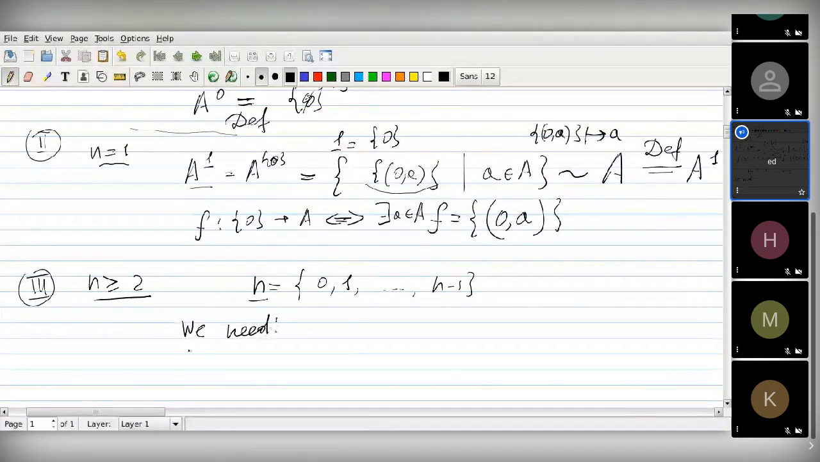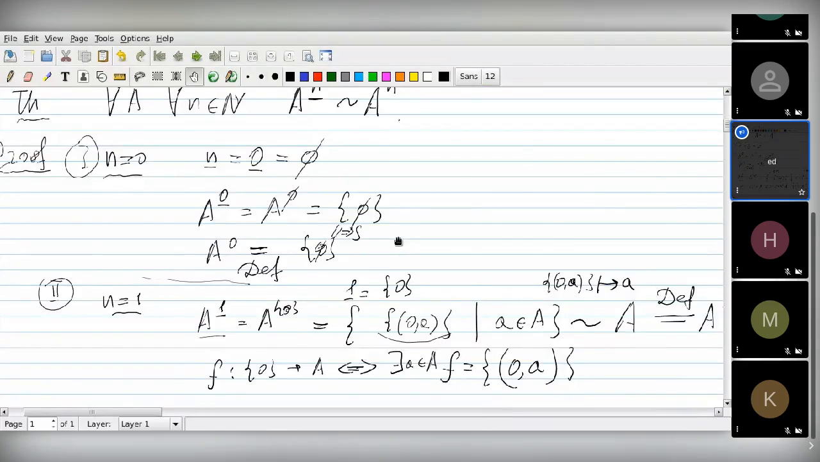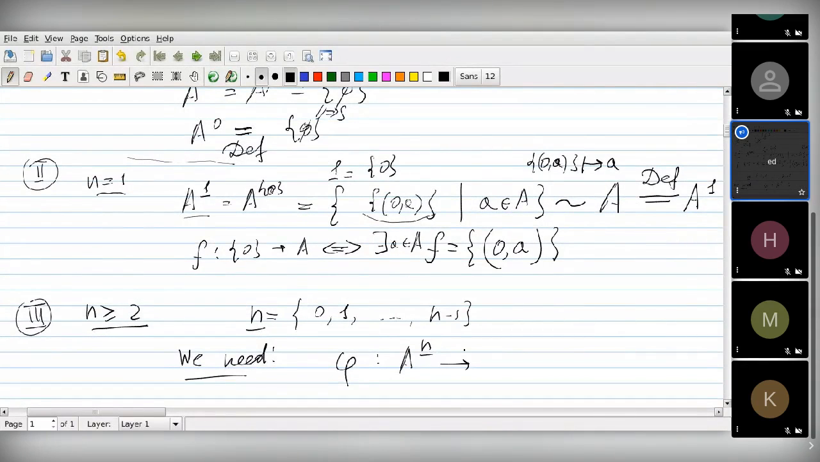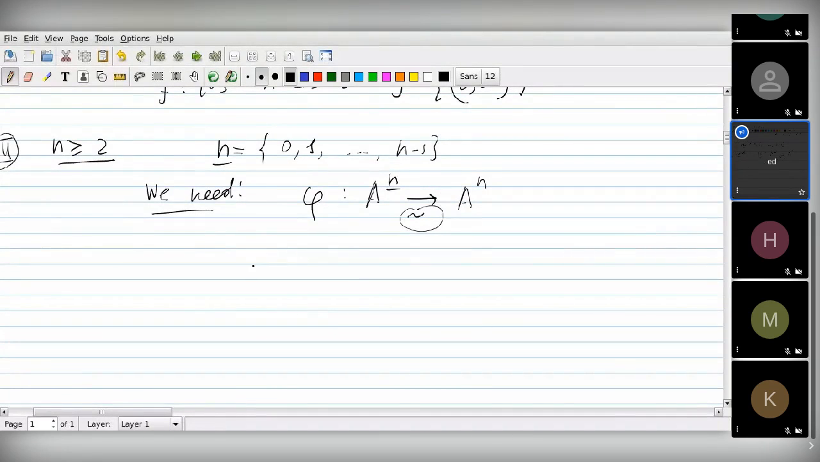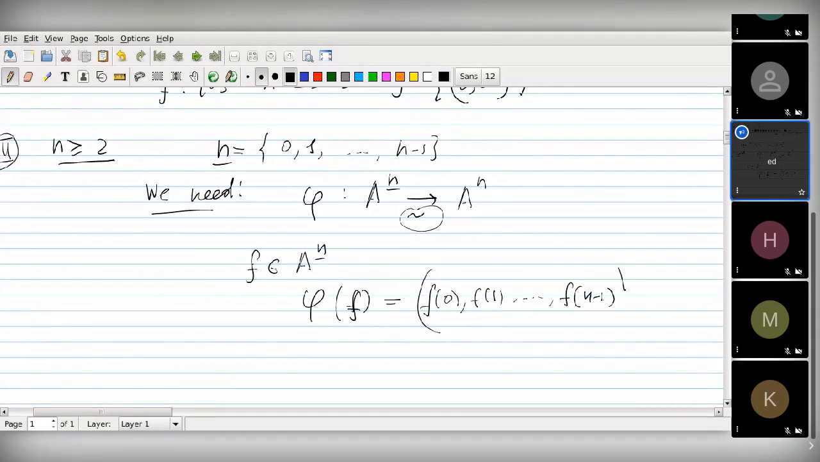So what do we need? We need a bijection phi from the set of all functions to the set of all tuples. We want this phi to be bijective. Okay. Assume that we are given some function. Let's define this phi. Phi of f must be a tuple. Which tuple is it natural to take here? f(0), f(1), up to f(n minus 1). Of course. So let's take exactly this tuple.